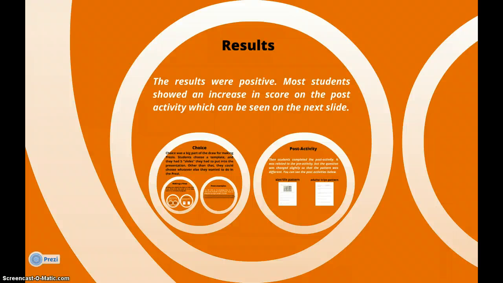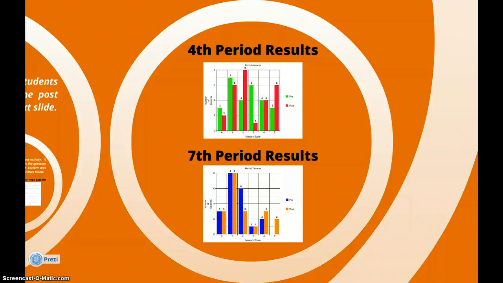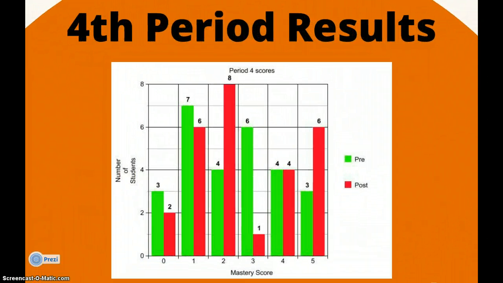So the results, once I went through the post activities and scored those with my rubric, I saw pretty good results. This is my 4th period. You can see on the bottom is a mastery score of 0 to 5, and these were actually averaged from my rubric. I took the total score. There were 3 different categories they were being assessed on, and I averaged those scores out, just to put it on one on here. You can see that there were fewer students that got 0s and 1s from the pre to the post, and an increased number of 2s and 5s as well. So a good showing there from period 4.